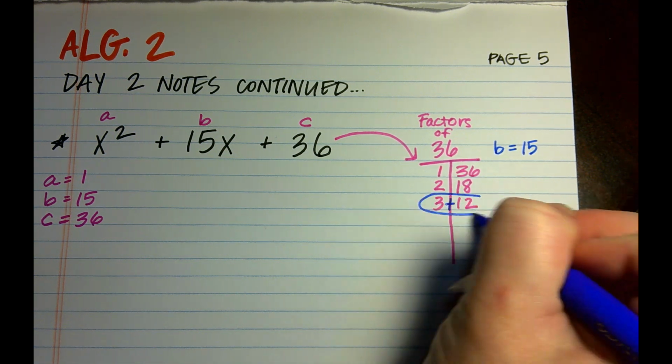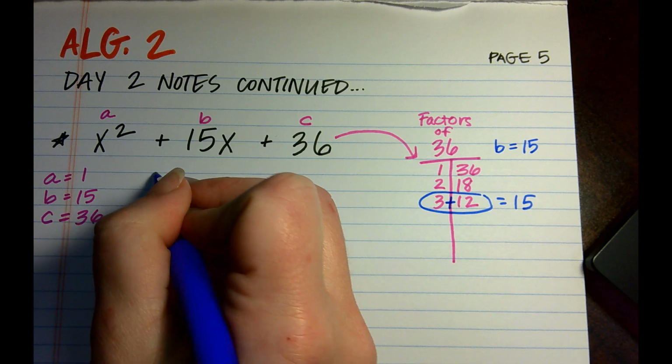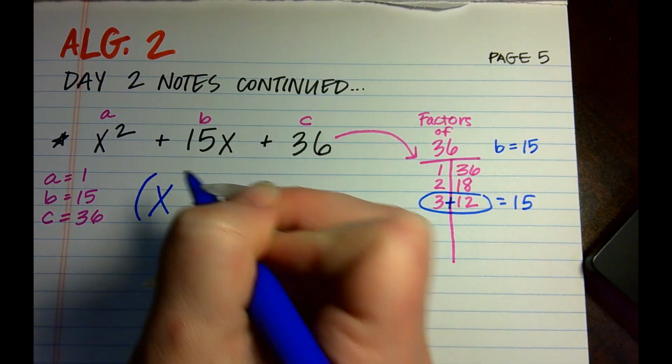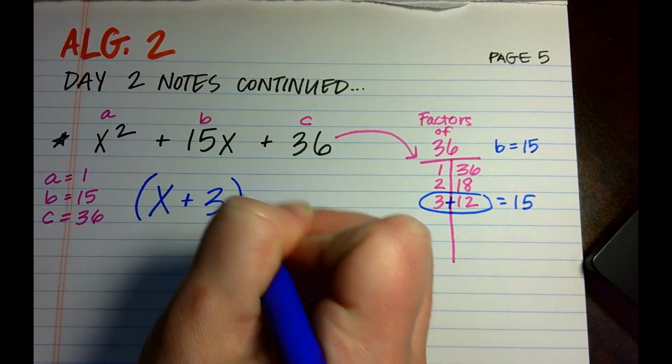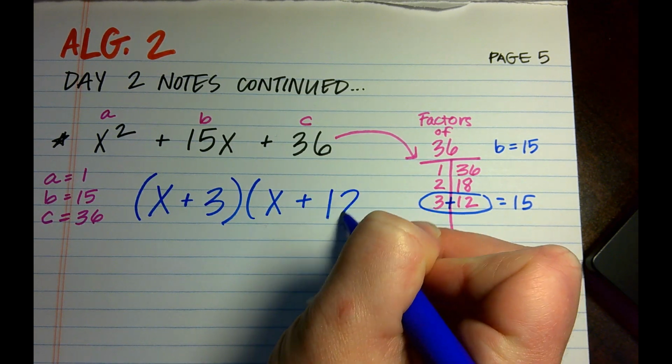So what am I going to do with those numbers? I'm going to put them in. What's my answer going to look like? I'm going to have x plus 3 and x plus 12. Very good.